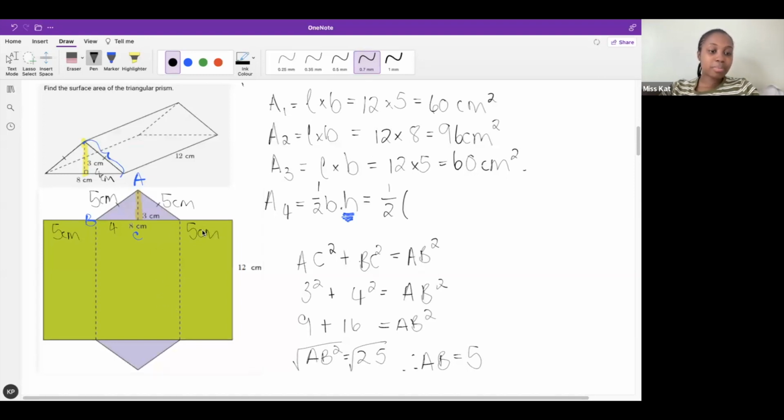The base, remember, is where the height is perpendicular. So if this is the base, the height must go like so. There we go. Half of base, which is 8, times the height, which is the one that goes like so. How much did we say that is, guys? The perpendicular height. Thank you, Oliver.